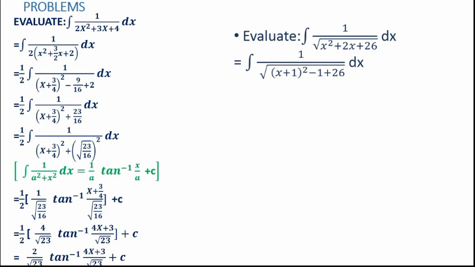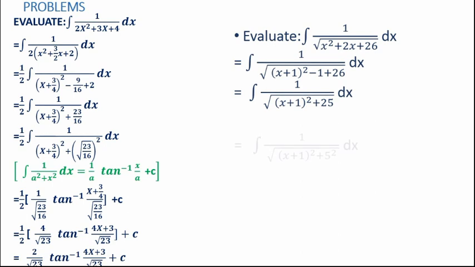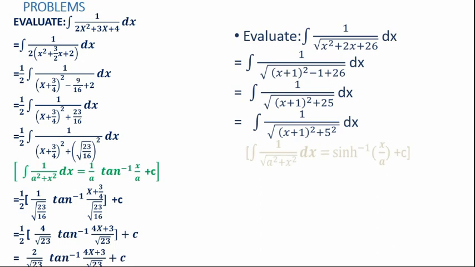By simplification it becomes integration of 1 by root of x plus 1 whole square plus 26 minus 1, that is 25, into dx. So next it becomes integration of 1 by root of x plus 1 whole square plus 25, which can be written as 5 square. So it is in the form of integration of 1 by root a square plus x square into dx, which is nothing but sin h inverse of x by a. So by applying this, sin h inverse of x plus 1 by 5 plus c.